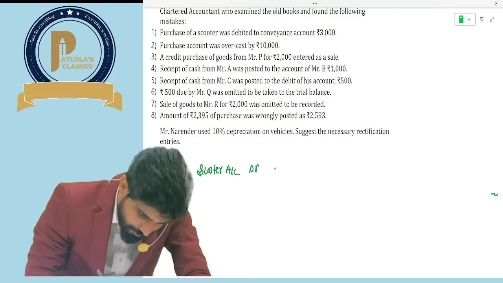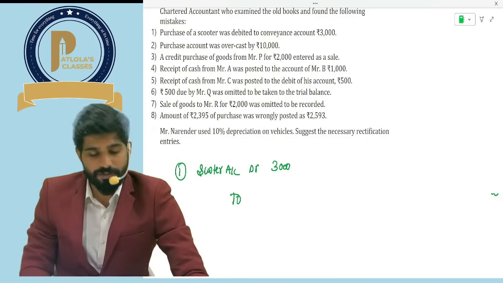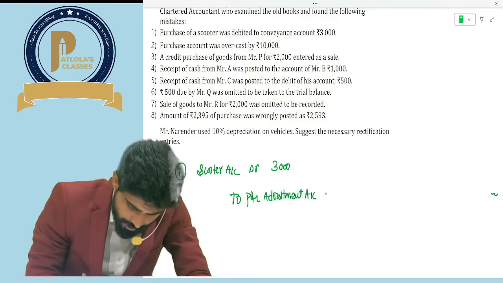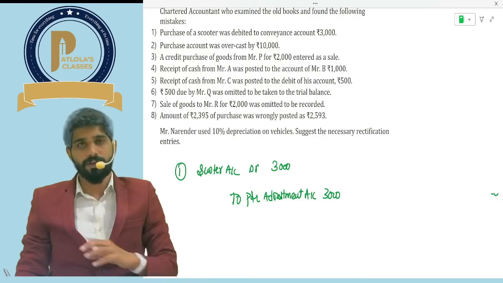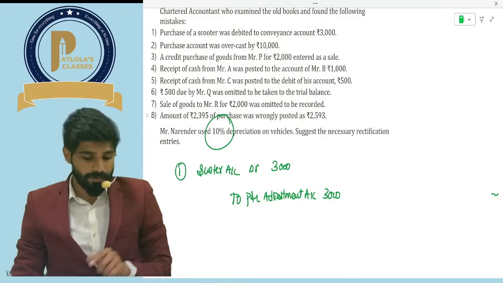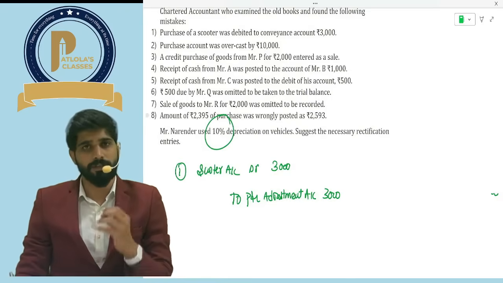How much? 3000. Instead of conveyance, which you have to write, we are going to write P&L adjustment account. P&L adjustment account. How much? 3000. Guys, one more thing, we are not done with the rectification because there is depreciation given. Now that you have debited the scooter, should you provide depreciation on that?